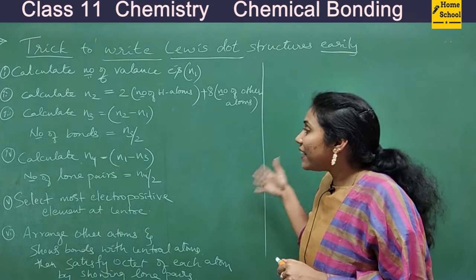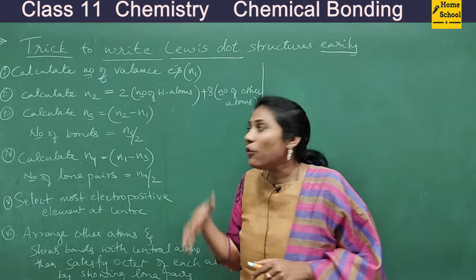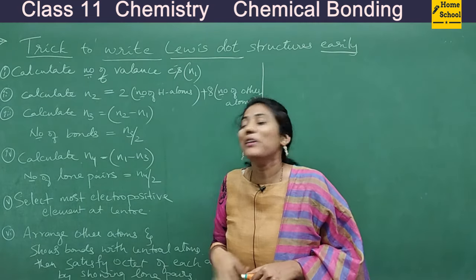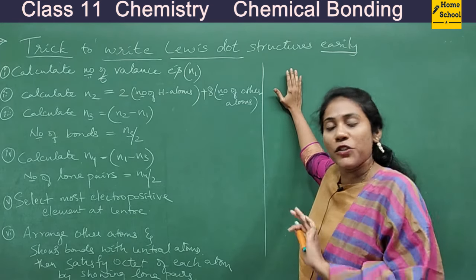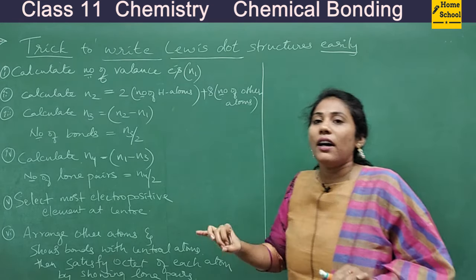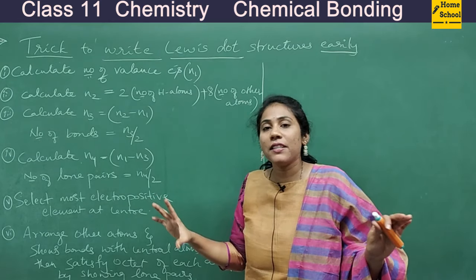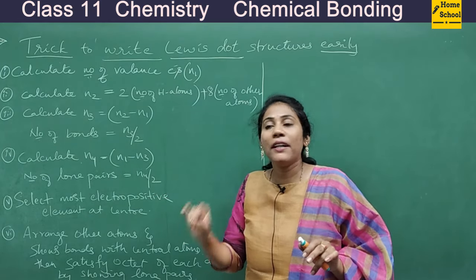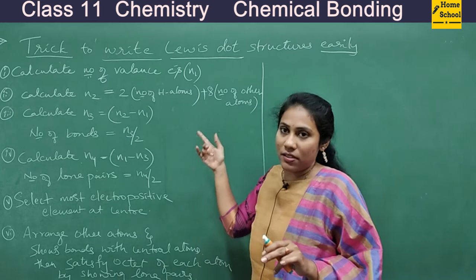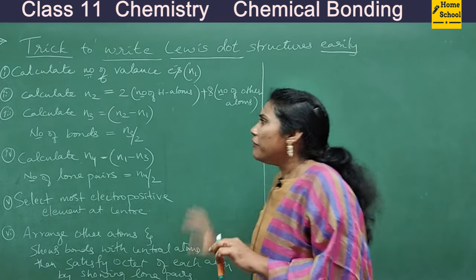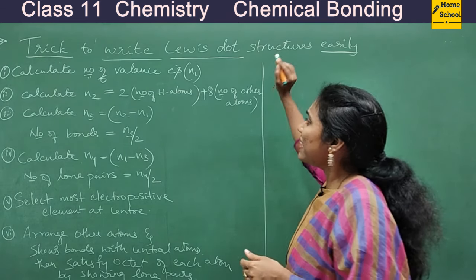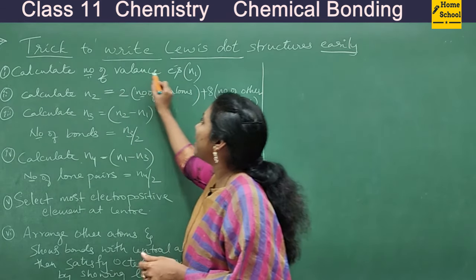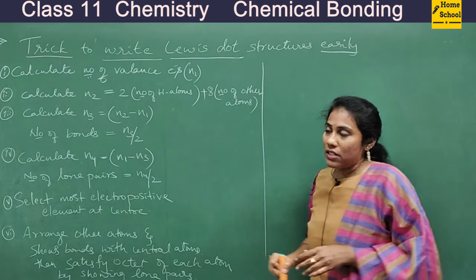When I read the rules, you would definitely wonder what I am actually talking about. But I'll explain each and every rule with some examples. Don't worry, we will solve 4 to 5 examples so that you become familiar with the rules and how to use them. First, let me read them out for you. The first thing you need to do is calculate the number of valence electrons.